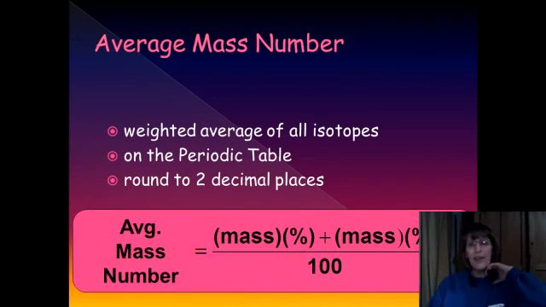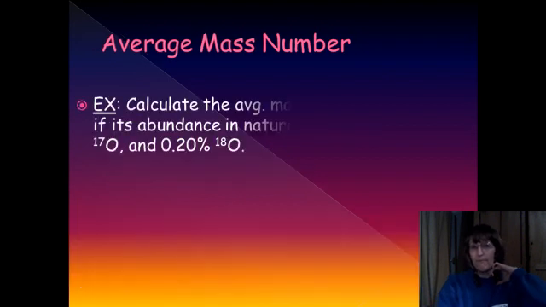We have a lab, and we'll use that. We'll find the average mass of a new and strange element called runthium. It's the weighted average mass of all the isotopes on the periodic table, and it's rounded. Typically what I'll tell you to do is round to 2 decimal places when we calculate it. So you take the mass times the percent abundance, plus the second mass times the second percent abundance, and it's all divided by 100. It looks ugly, but it's not bad at all.